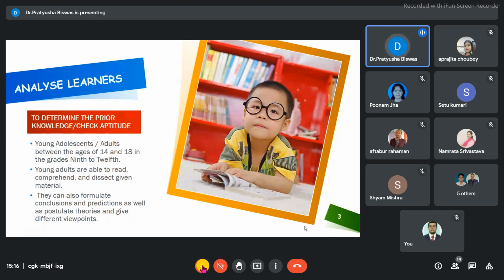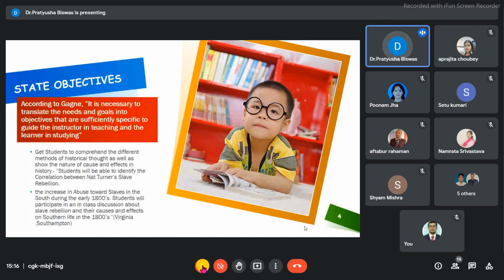The next one is, according to Gagne, who has devised this model. It is necessary to translate the needs and goals into objectives that are sufficiently specific to guide the instructor in teaching and the learner in study. According to Gagne, it is very important that if the goals and objectives are sufficiently specific, if as teachers we are able to specifically state the objectives or the needs of a content or of a class, then our first battle is conquered.